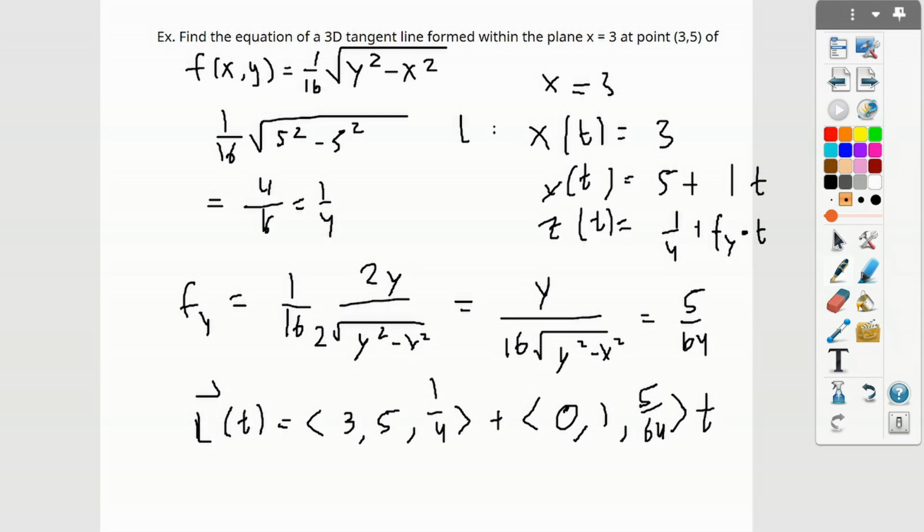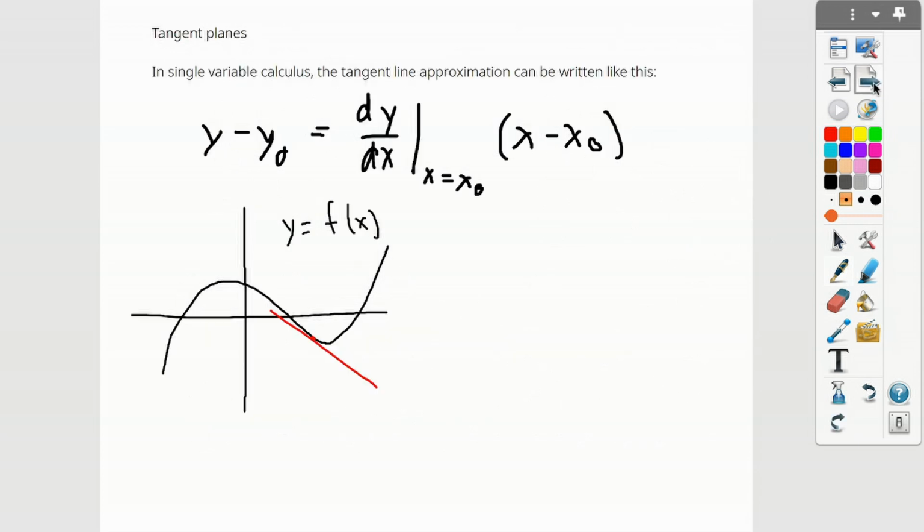Now, what do we have next? Well, if we already found tangent lines, now what do we need to do? We need to find tangent planes. So in single variable calculus, we do have a tangent line. Why can't we have a tangent plane in single variable calculus? Because in single variable calculus, the xy plane is your only plane that you can really work with. There's not an extra dimension that you can go through. You can't go into the screen.